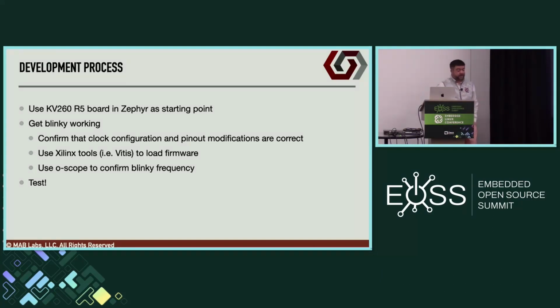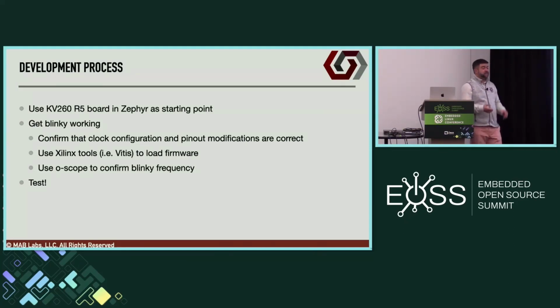So how did I get started with this? There's not a Digilent board in Zephyr at the moment, so I tried to find something close enough, and I found the Kria KV260 R5 board present in Zephyr, and I used that as a starting point. The first thing I did was make sure my pinouts and clock configurations were correct, and I just got Blinky working. That's generally the first step when I want to use a new board or a new processor.